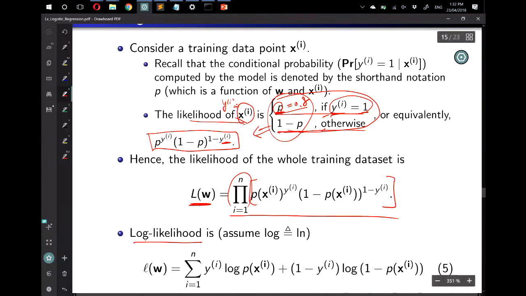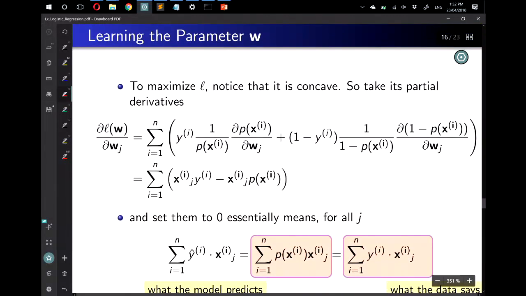Usually, we work with the log of this. So you take the log, usually written with a smaller l, and it will give you something like this. And then, to maximize L, we need to maximize the log likelihood. We can take the partial derivative and do all the derivations, which I won't go through in detail.